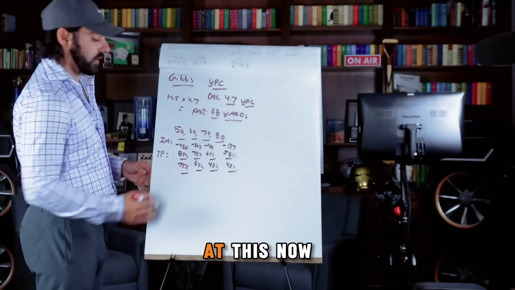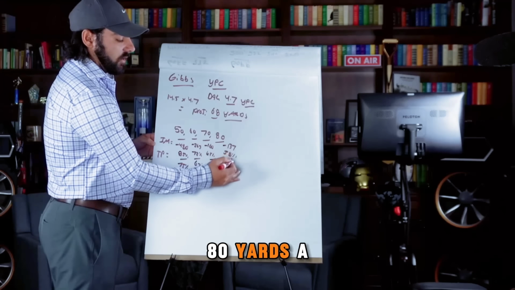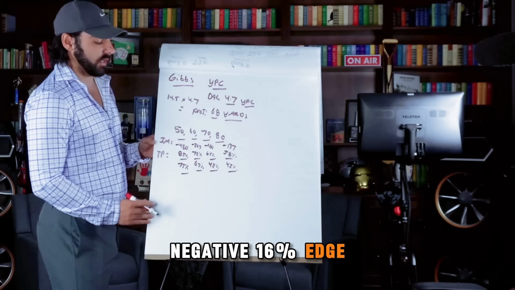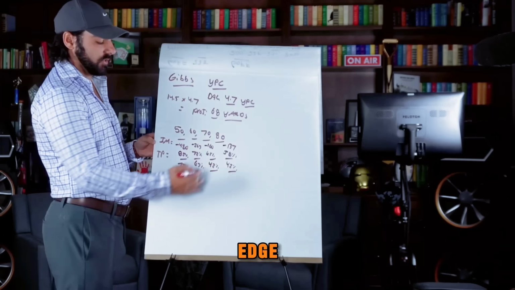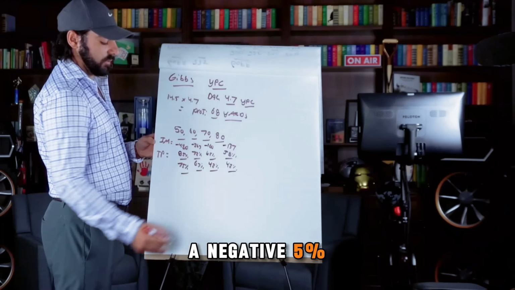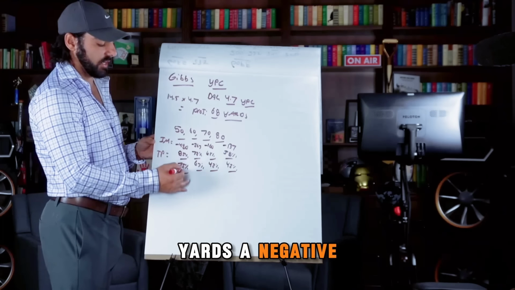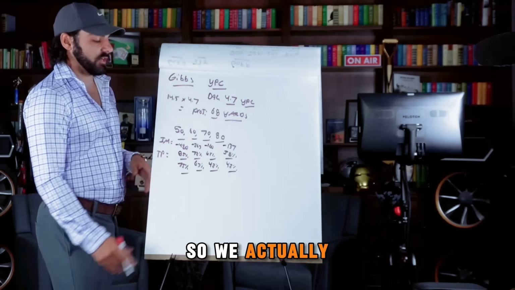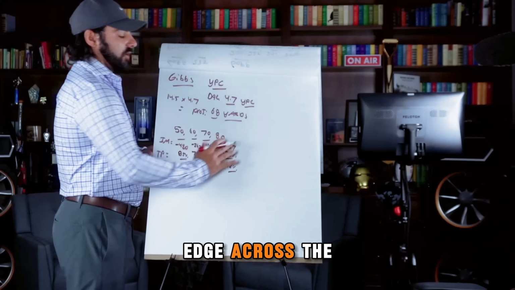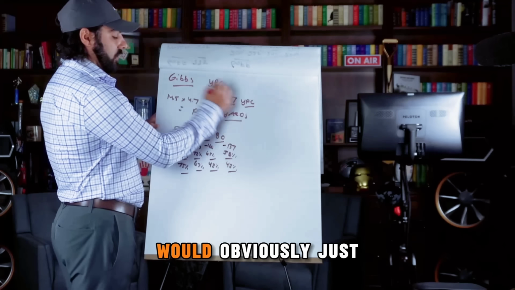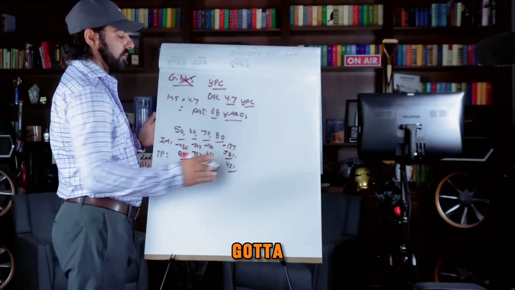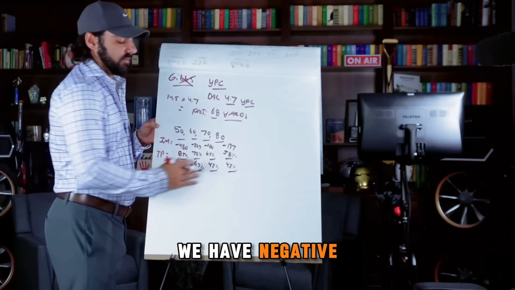So if we look at this now, at 80 yards we have a negative 16% edge. At 70 yards, a negative 19% edge. At 60 yards, a negative 5% edge. And at 50 yards, a negative 10% edge. So we actually have a negative edge across the board for Jahmyr Gibbs. So what we would do here is obviously just take this off. We can't look at that because now we have a negative edge across the board.